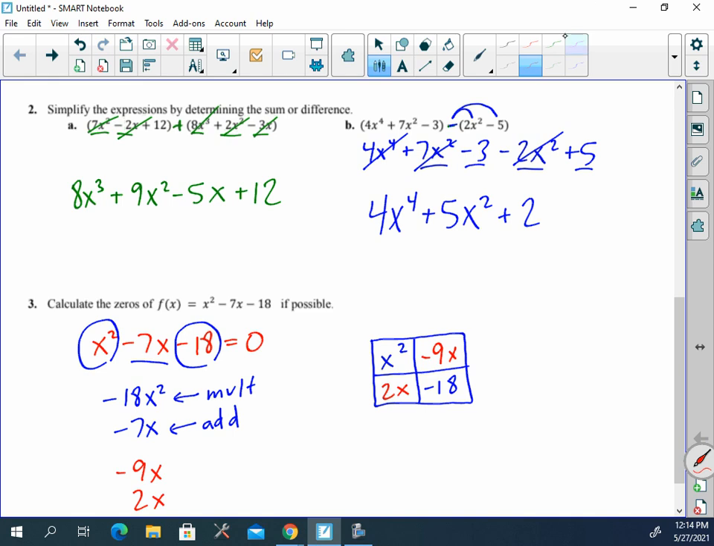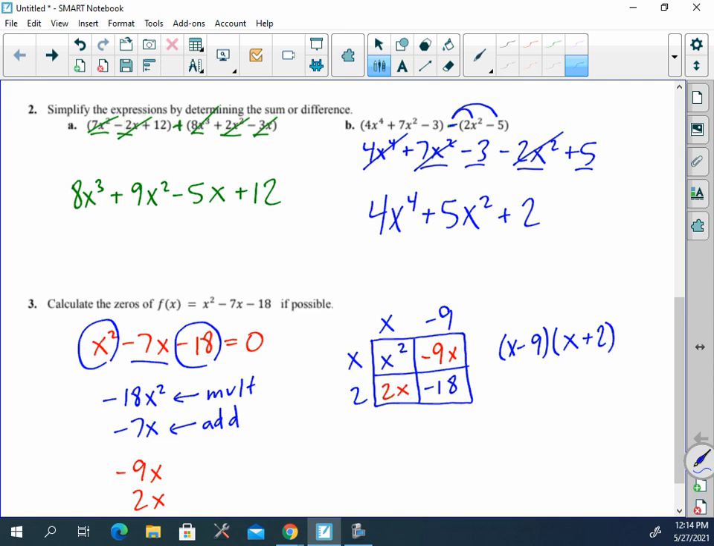All right, so if we finish this out here, wouldn't there be an x here and an x here to get that x squared? Yes. And then what goes down here? 2, and what goes up here? -9. So my factors are x minus 9 and x plus 2. A lot of people circle this answer, but it's not done.